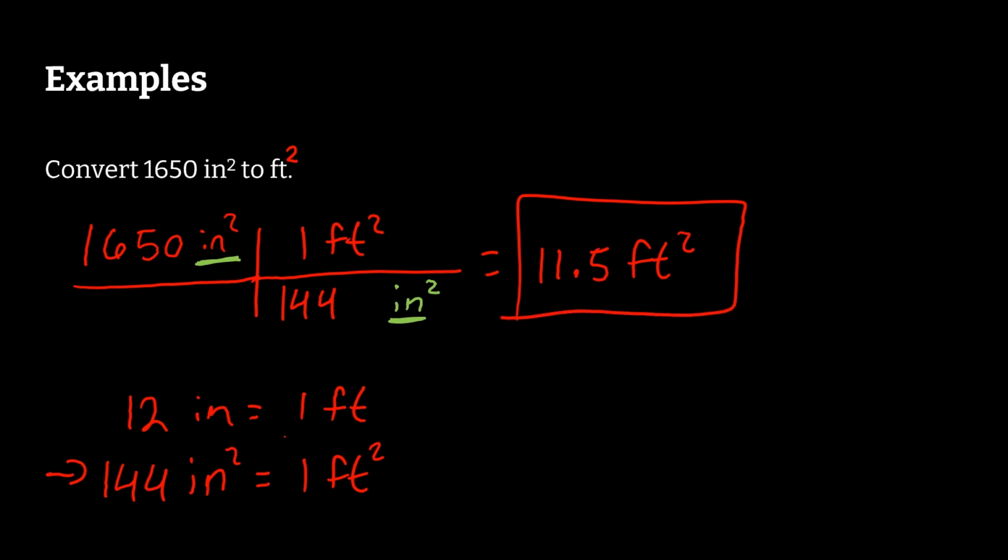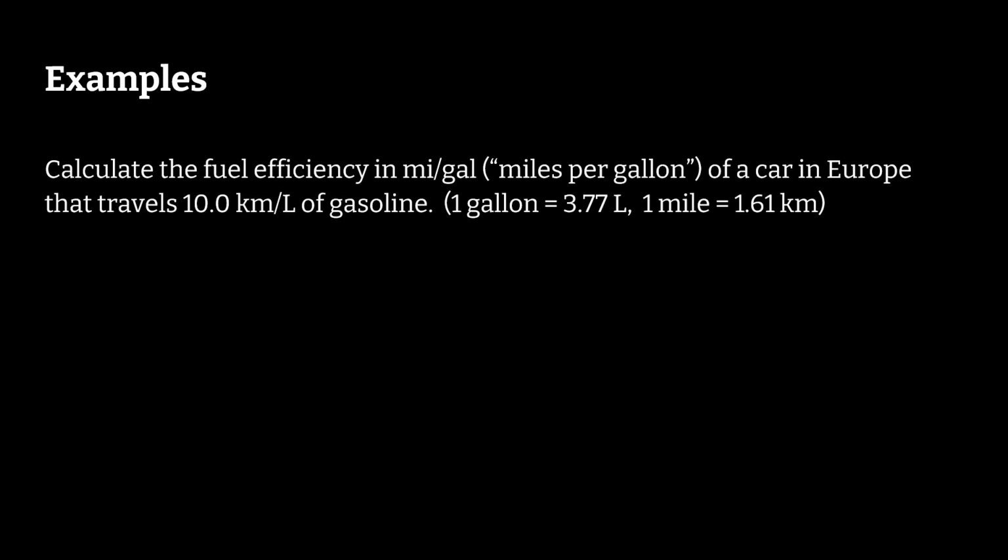Let's go ahead and take a look at the last example. We want to calculate the fuel efficiency in miles per gallon of a car in Europe that travels 10.0 kilometers per liter of gasoline. 1 gallon is going to be equal to 3.77 liters, and 1 mile will be equal to 1.61 kilometers.